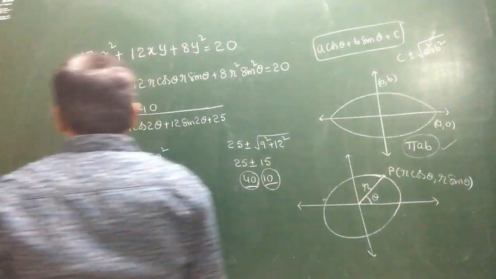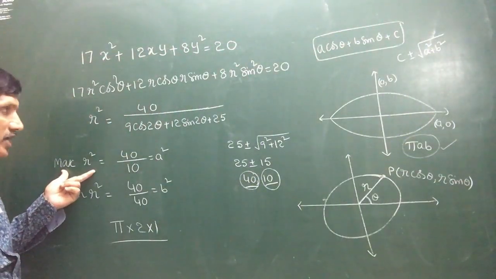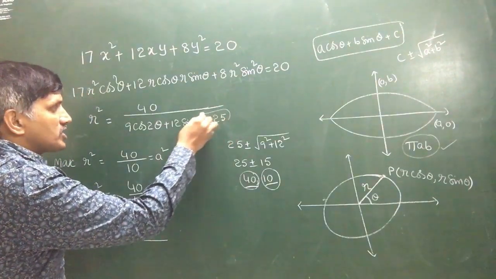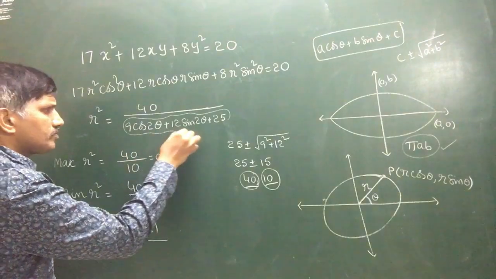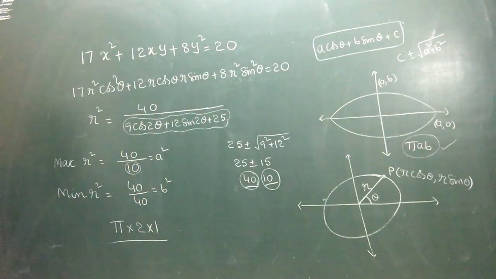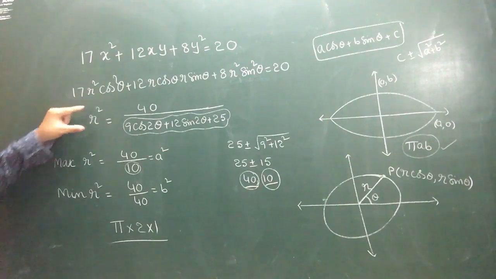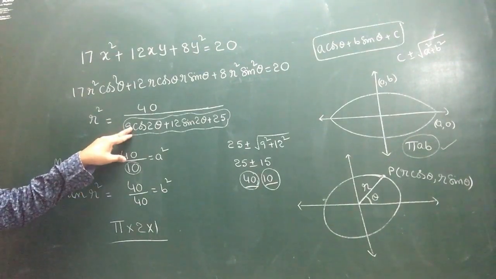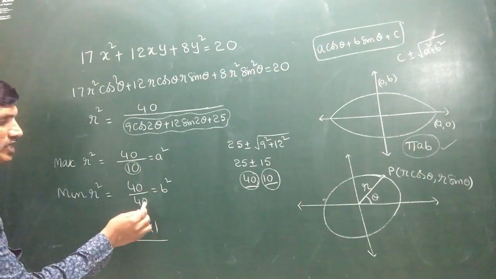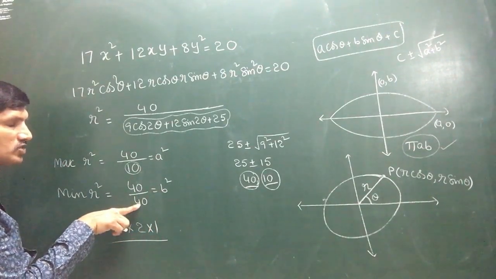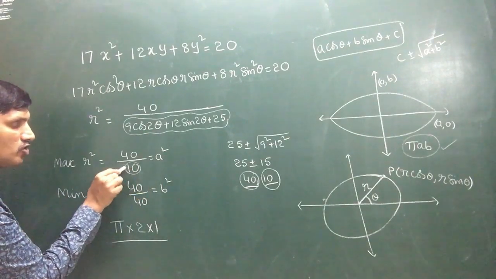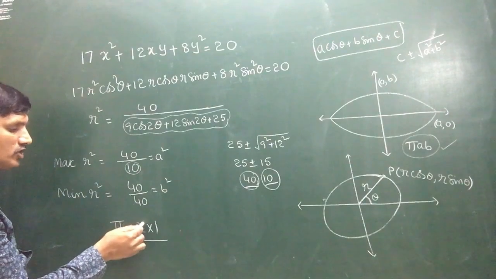But we have to find the maximum value of r square. To get the maximum value of r square, the denominator must be minimum, and the minimum value of the denominator is 10. At the same time, to get the minimum value of r square, the denominator must be maximum, that is 40. So we got b square equal to 1, that is b equals 1, and a square equal to 4, that means a equals 2.